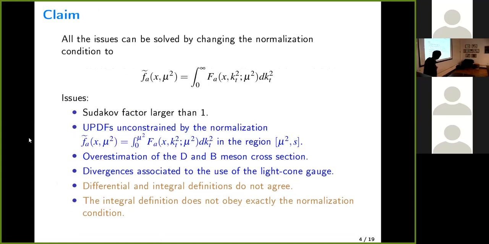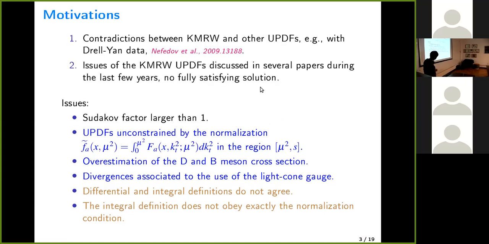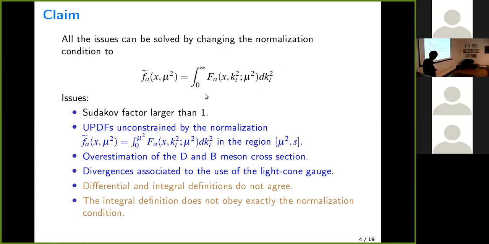Basically, my claim is that if you change the normalization condition, so if now you use this normalization condition, you will solve at once all these issues just by changing the normalization condition. What is wrong here is simply this normalization condition, which should be replaced by this one. This is the claim, and then I will show an illustrative example of a modification of this PDF, which obeys this equation, and you will see that effectively we solve all these issues.